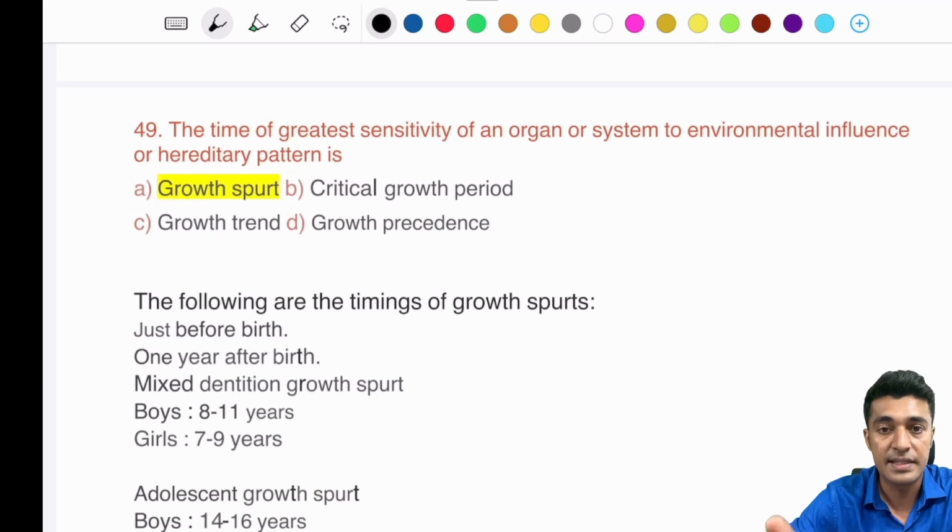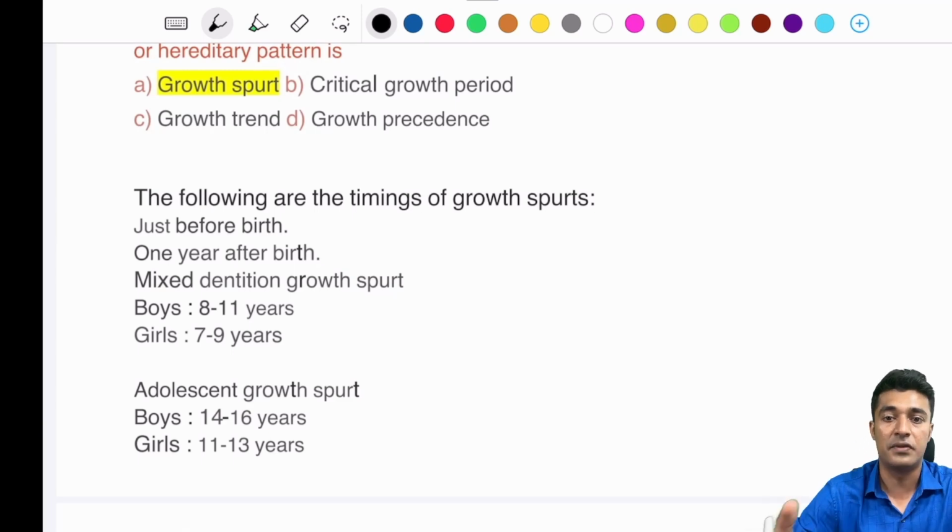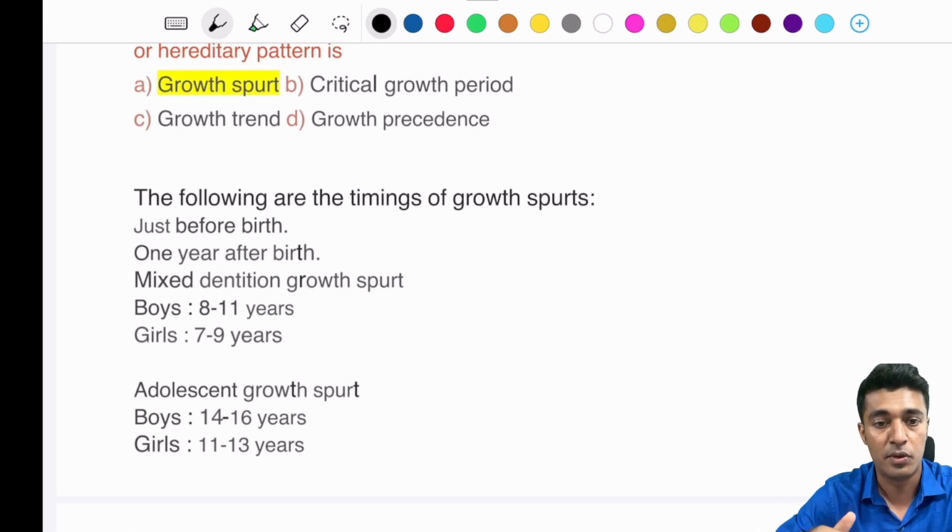The time of greatest sensitivity of an organ or system to environmental influence or hereditary pattern is called growth spurt. Following are the timings of the growth spurt: just before birth, 1 year after birth, mixed dentition growth spurt. Boys, it is 8 to 11 years, and girls, it is 7 to 9. Then the adolescent growth spurts: boys, it is 14 to 16, and girls, it is 11 to 13.